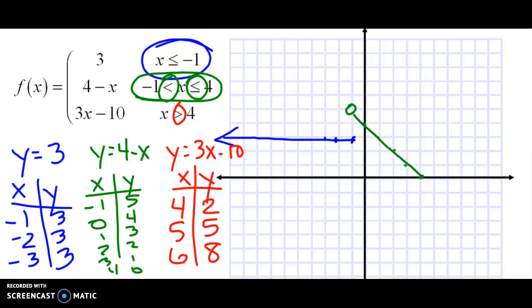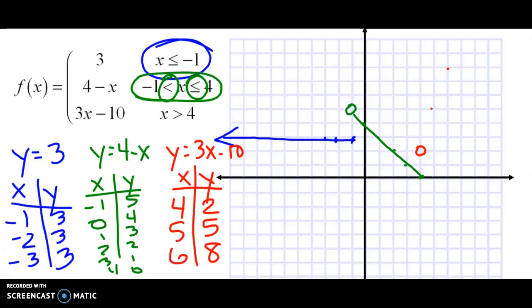Okay, so now we've got our points. We've got 4, 2. Remember, it's going to be a circle there because it cannot be equal to 4. So we're not going to let it be a dot there. And then we're going to plug in 5, 5. So 5, 5, and 6, 8. And that's where that one stopped.